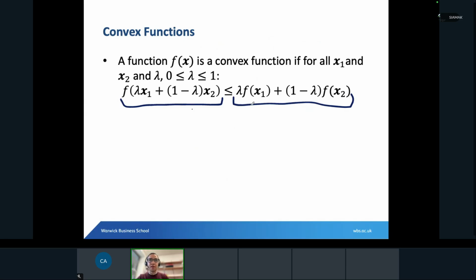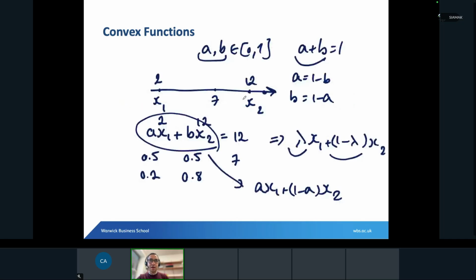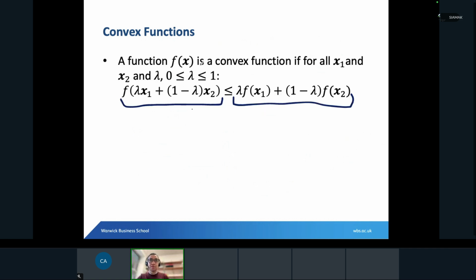This is what we have here. This is the linear combination of the points that we have. So you can see that if you have 2 points, x1 and x2, then with this function, lambda x1 plus 1 minus lambda x2, I can get any point in between these 2 points, including themselves. This is what I can get.